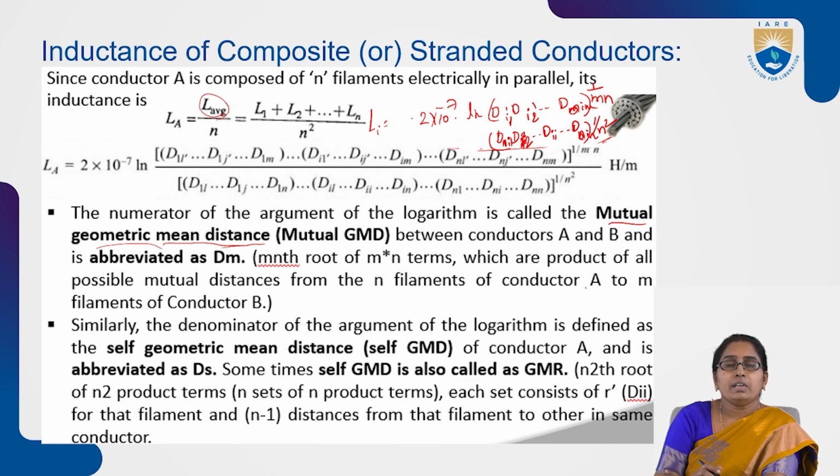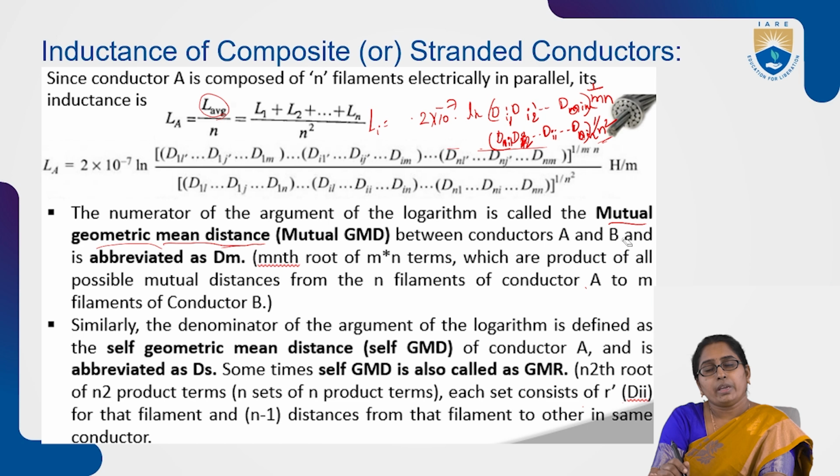So how is it defined? Nth root of the n square product terms. That means it consists of r dash, which is with respect to its own radius, 0.7788 into r, and also n minus 1 distances from other filaments to that particular filament. So that is how GMR and mutual GMD are explained.